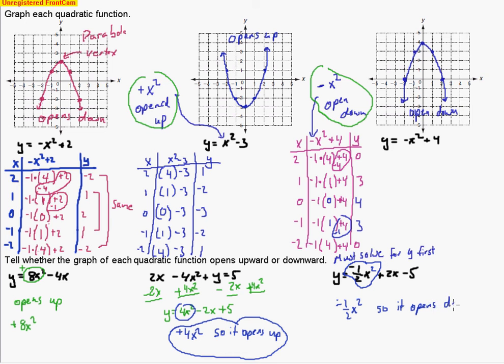So the negative sign ends up doing the opposite of squaring it. Well, not really opposite of squaring, but squaring it gives it a positive number. The negative term here makes it so we multiply by a negative, so it'll make that term negative. So that's why that opens down.